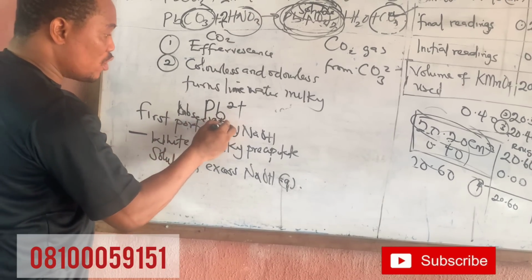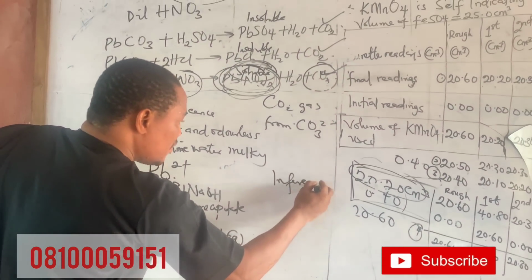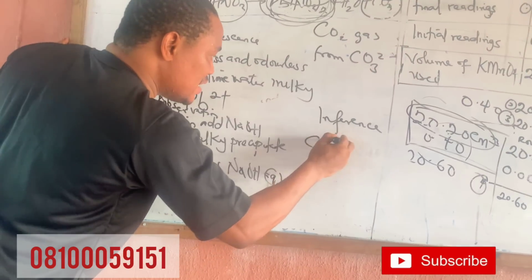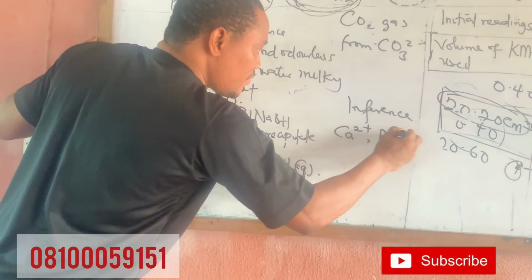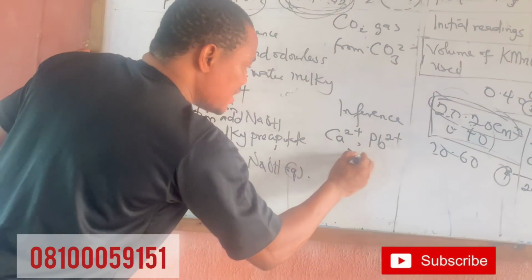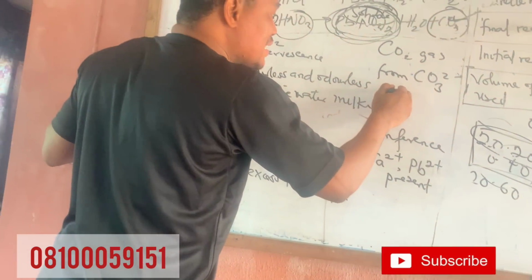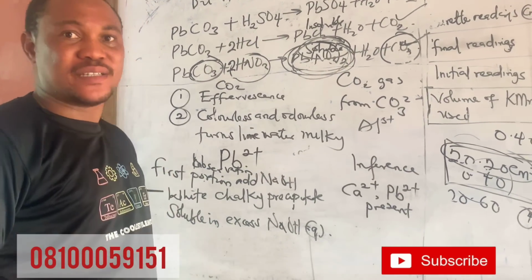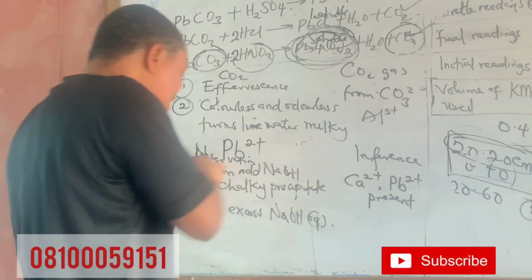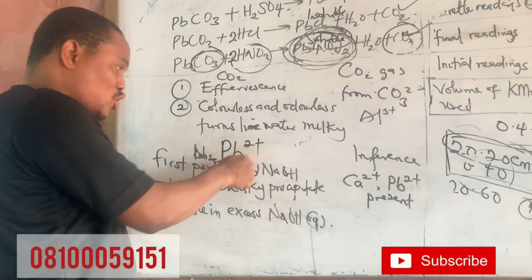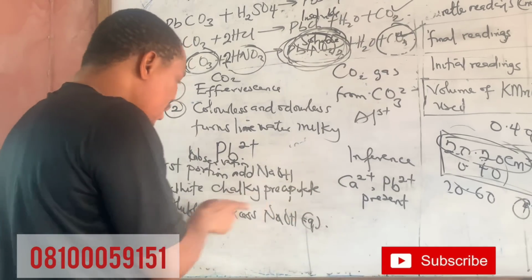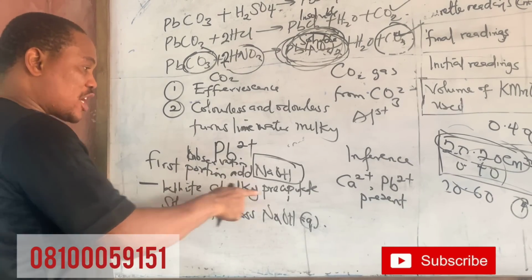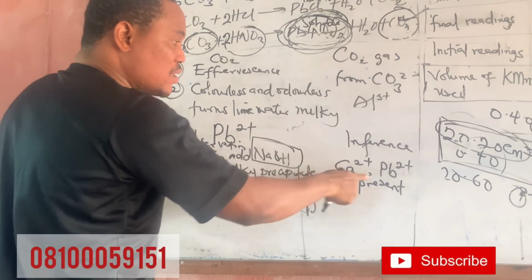Do you get that? So the inference will now be, if a white chalky precipitate is formed, what are we expecting? We are expecting this or this to be present. Some people will go and write aluminium. Aluminium is not a chalky precipitate. Aluminium is a white gelatinous precipitate. But calcium is used to form a white chalky precipitate in sodium hydroxide. Do you see that now? So if I have a white chalky precipitate in sodium hydroxide, please note it will give me calcium 2 plus, lead 2 plus present.